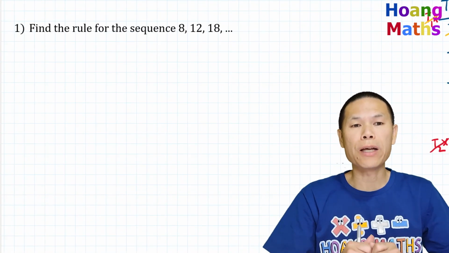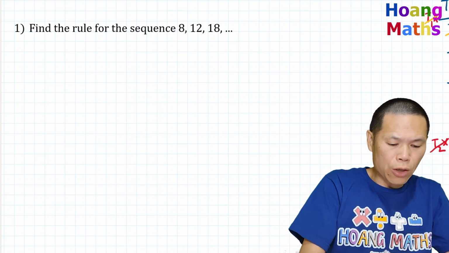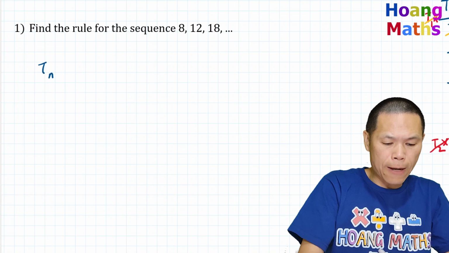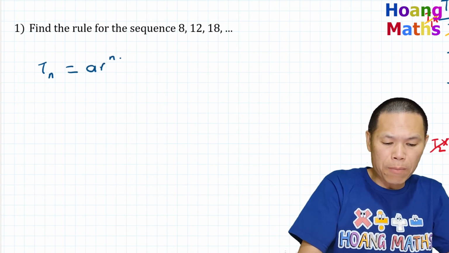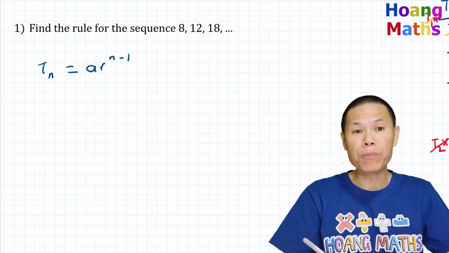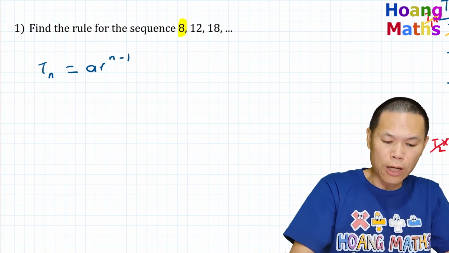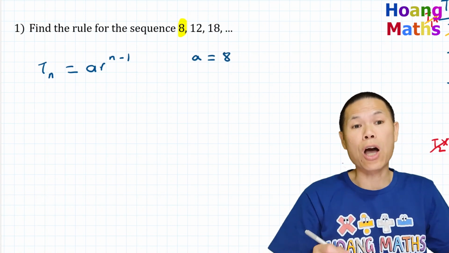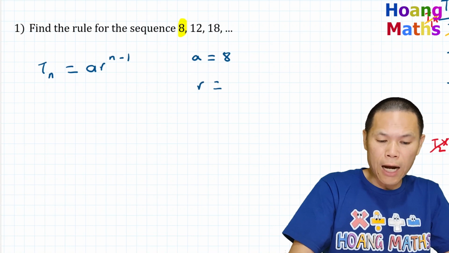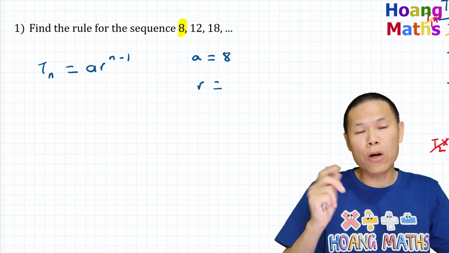First one, we need to find the rule for this sequence. So first of all, we know the general rule for this is Tn is equal to A times R power n minus 1. Okay, keep that in mind. And we know that A is the first term, that is 8. So let me just write this down. A is 8. And then to work out the common ratio, that is R is equal to term 2 over term 1 or term 3 over term 2.